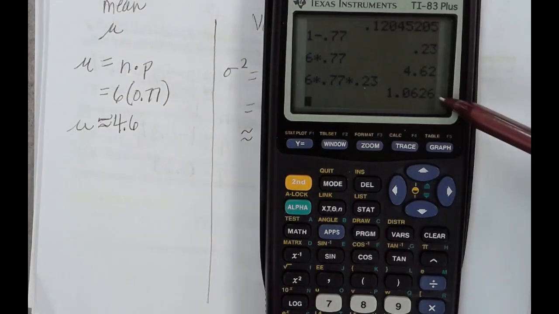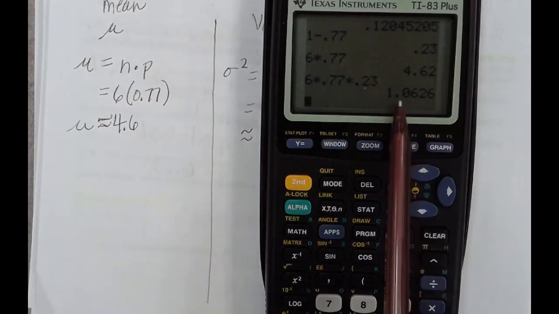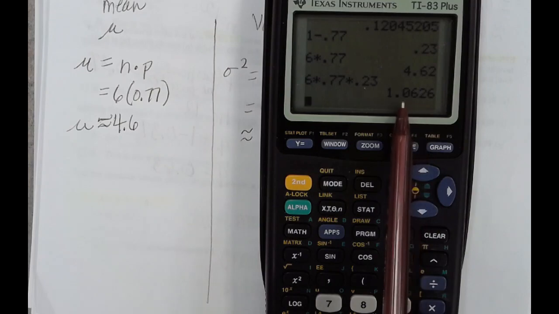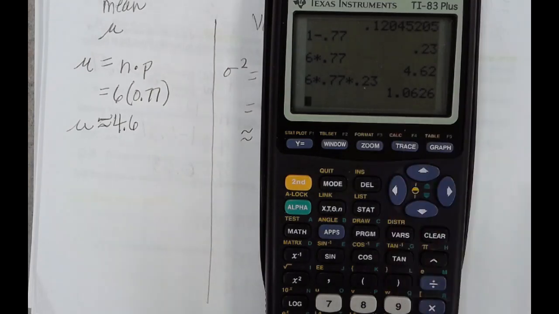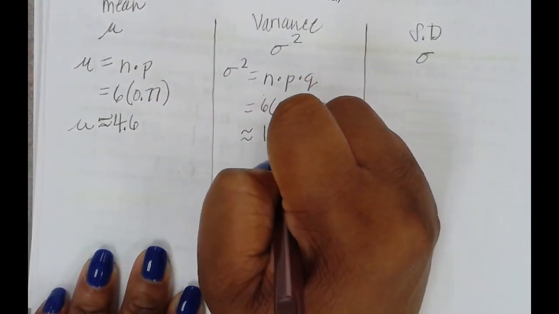1.0626. Remember, we're rounding to one number after the decimal. Well, that would be here at 0. But in order to be sure I'm rounding properly, I look here to the second digit. 6 is higher than 5, so it makes that 0 become a 1. So we're recording 1.1 as our variance.